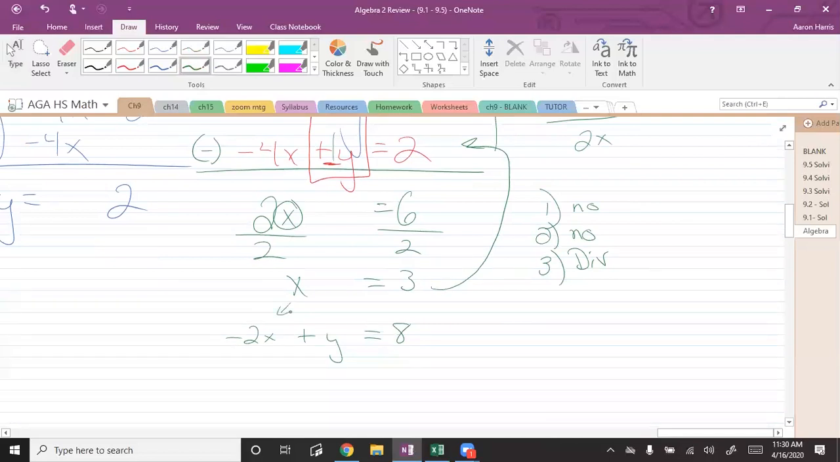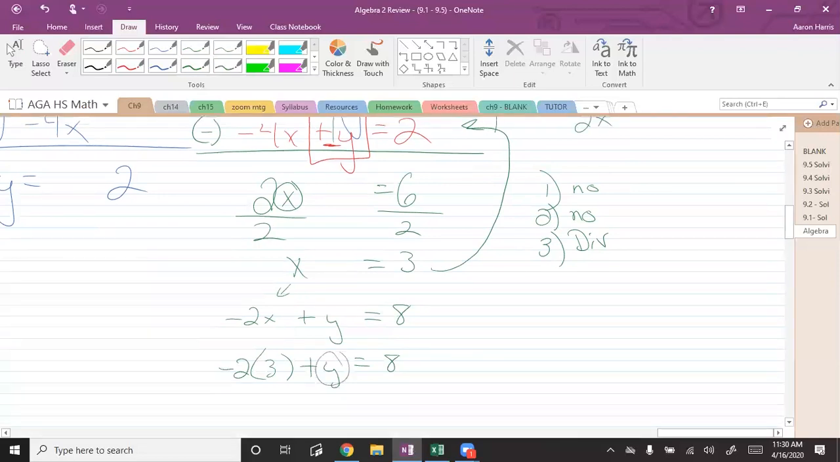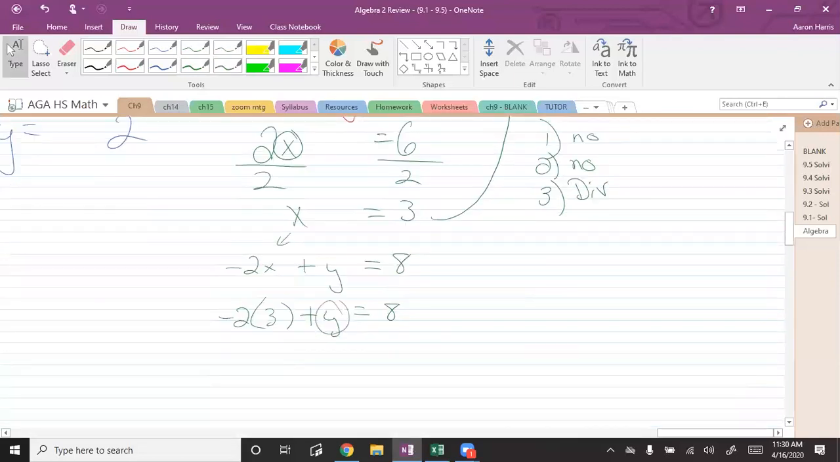So I plug this in. So I get negative 2 times what? 3 plus y equals 8. What are we solving for? y. So 4 steps. Anything to do for the first step? Yes, PEMDAS, distribute. So negative 2 times 3 is what? A negative 6. Good.